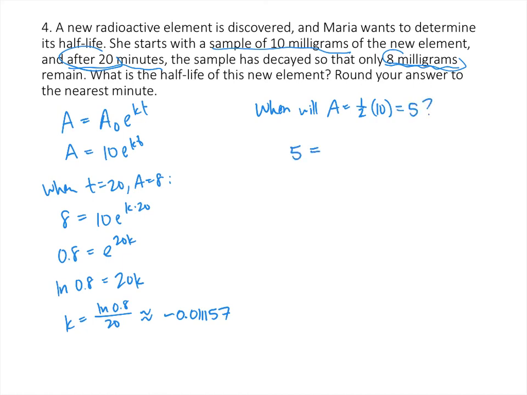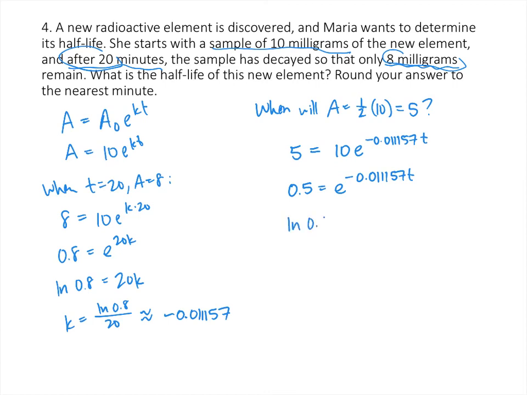Plugging into our equation, we get 5 equals 10 times e to the kt. We know k is now negative 0.011157, and t is what we're looking for. We want to know at what time this will happen. We divide both sides by 10, which gives us 0.5 equals e to the negative 0.011157t.